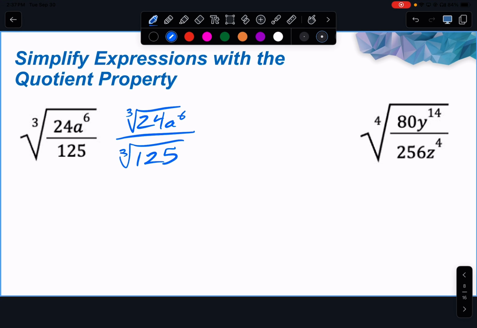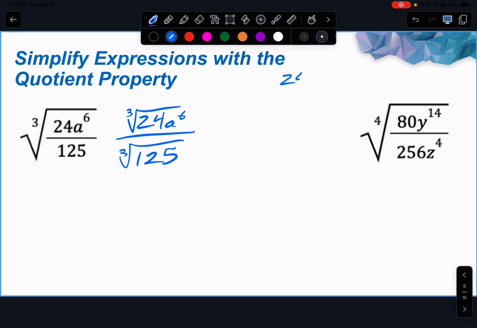So 24. Does 24 have a cube root in it? Well, the reality is, guys, we just have to accept the fact that we're going to be doing some side work. That means some work where you go over to the side of your paper, you do some of the math in order to figure it out. Okay, you just have to accept that.